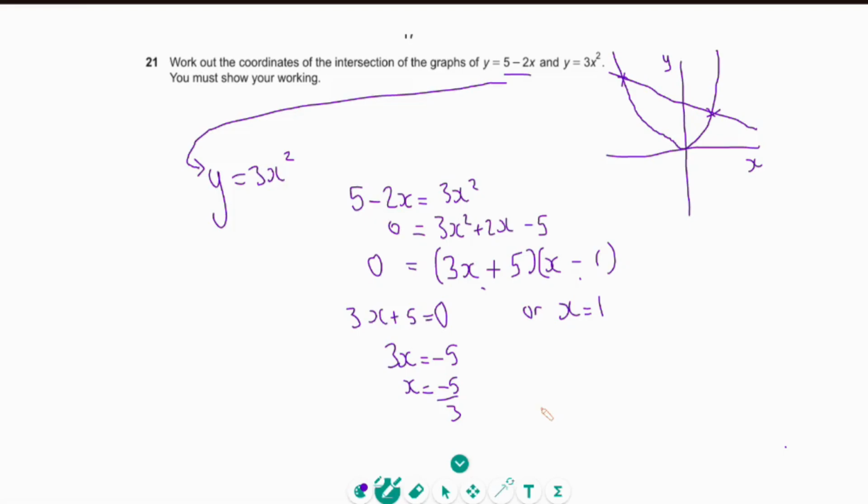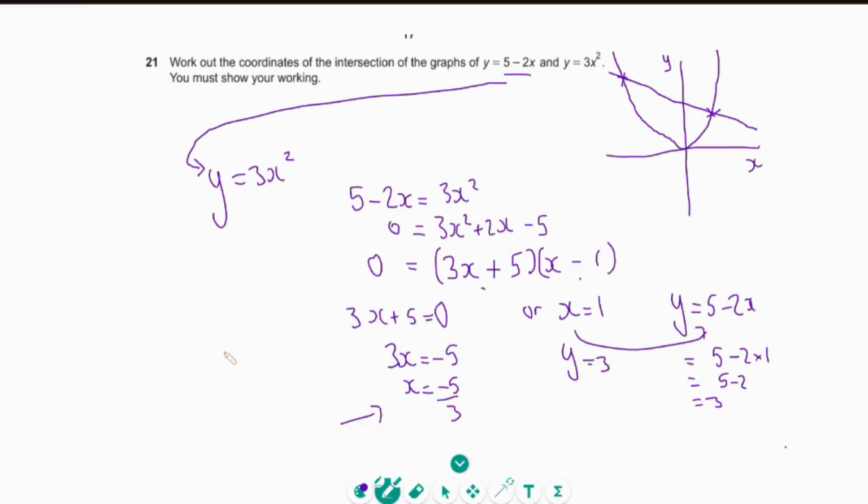Now we need to substitute that into one of the equations to find y. This is the easier equation. I put 1 into there. 5 minus 2 times 1. 5 minus 2, 3. So when x is 1, y is 3.